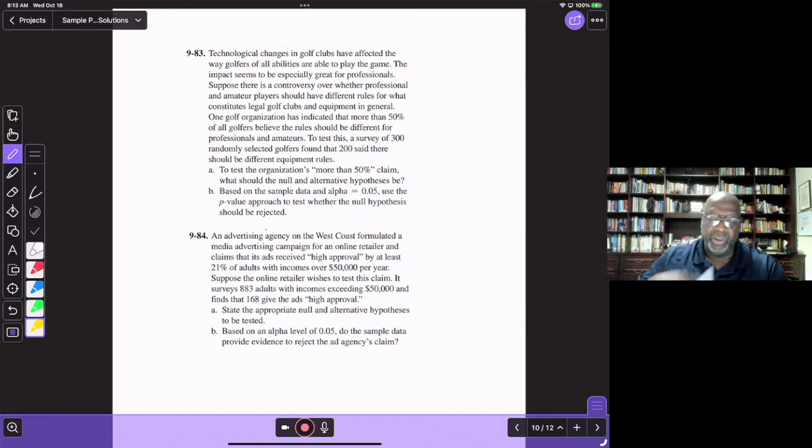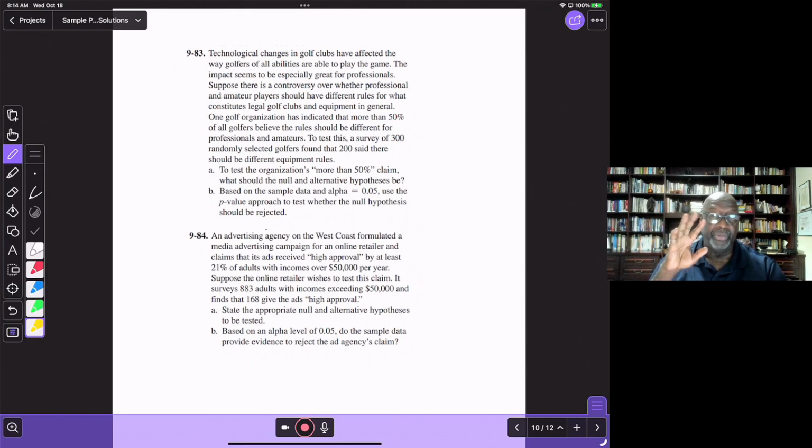The technical changes in golf clubs are affected by the way golfers of all abilities are able to play the game. The impact seems to be especially great for professionals. Suppose there is a controversy over whether professional and amateur players should have different rules for what constitutes legal golf clubs and equipment in general. One golf organization has indicated that more than 50% of all golfers believe that the rules should be different for professionals and amateurs. To test this, a survey of 300 randomly selected golfers found that 200 said there should be different rules.